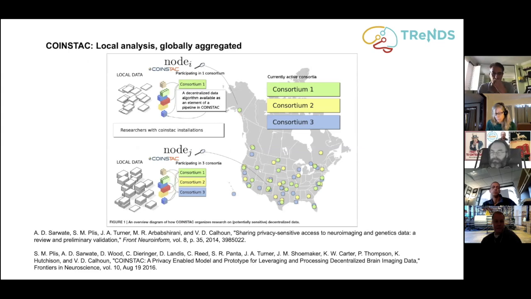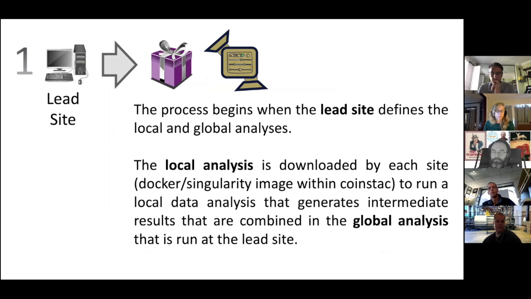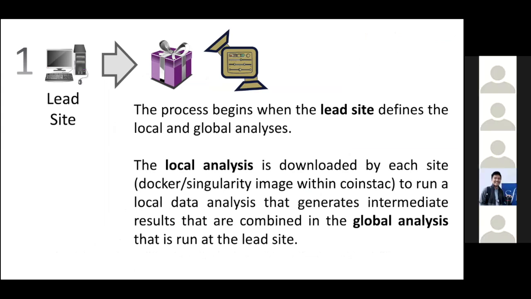Vince has already shown this slide. Basically, the idea is that there will be a lead consortium that proposes an analysis, and then individual sites can join that analysis. The processing for COINSTAC begins with the lead site defining a local and global analysis. The local analysis in COINSTAC is downloaded. Currently it's Docker, but I think in the future Singularity images will also hopefully be available, because a lot of high performance compute clusters cannot run or don't allow running Docker.